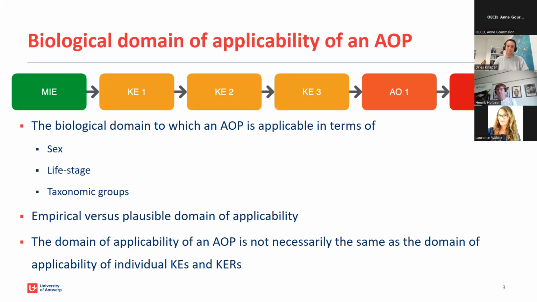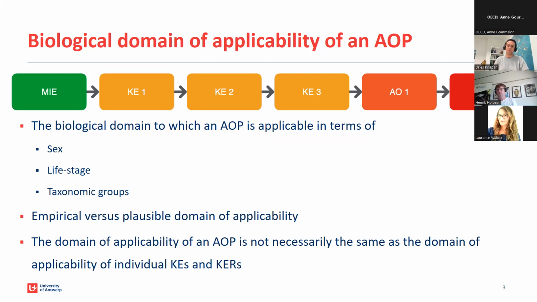There's an important distinction in describing the domain of applicability between the empirical domain of applicability, which is obviously based on data, versus the plausible domain of applicability, which is based on scientific reasoning, for example, molecular conservation of target or phylogenetic relationships between species or between taxonomic groups.